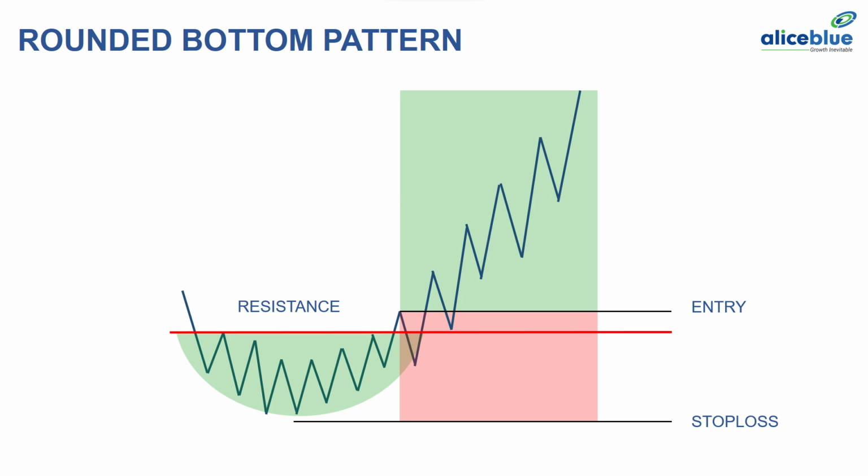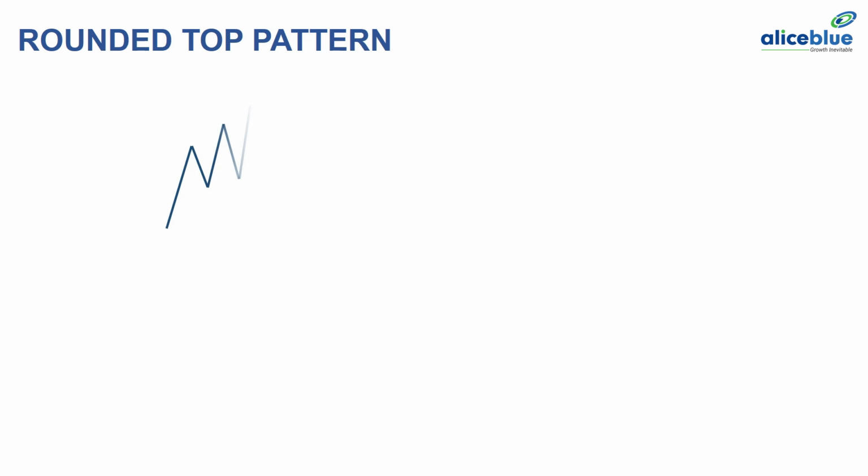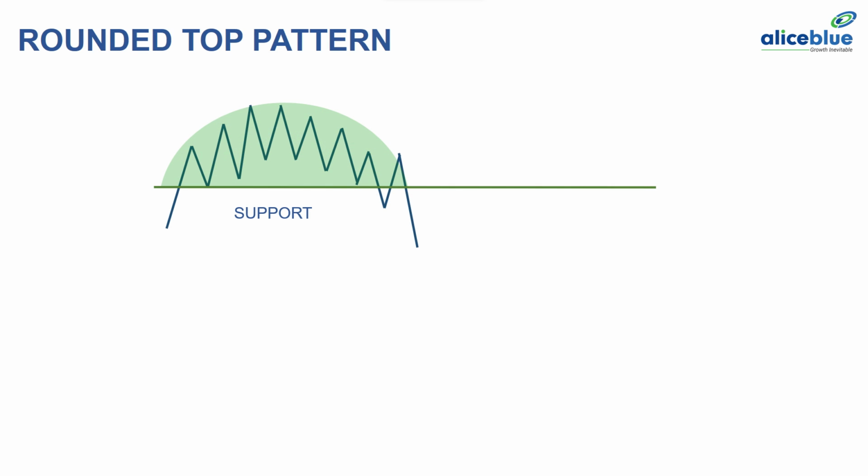Next, there is a rounded top pattern. This pattern is a bearish reversal pattern. This is used to find the potential reversal from an uptrend, which means the price is getting rejections from an uptrend. It is used to find potential opportunities in intraday short selling positions.